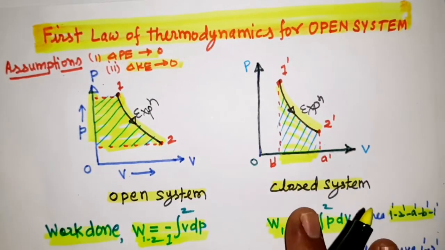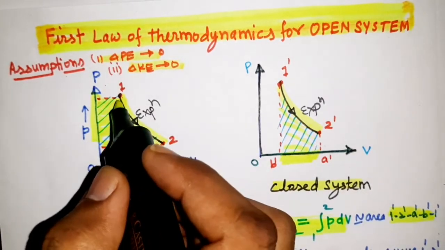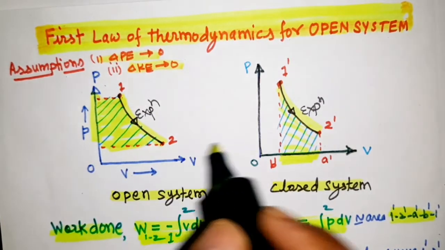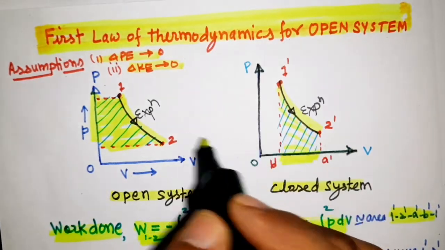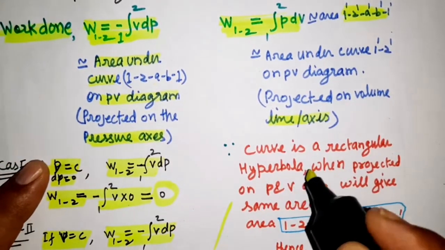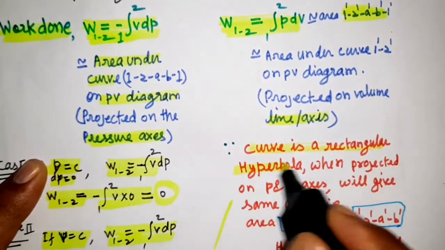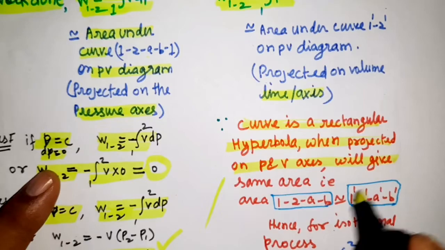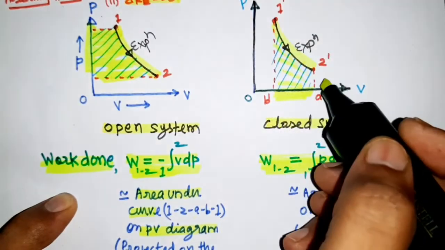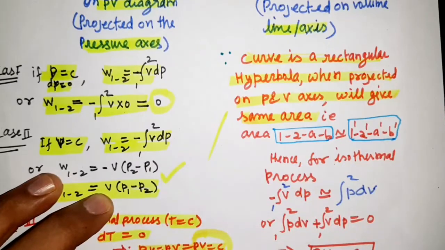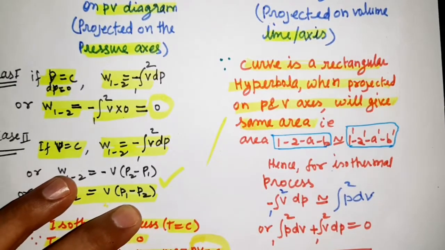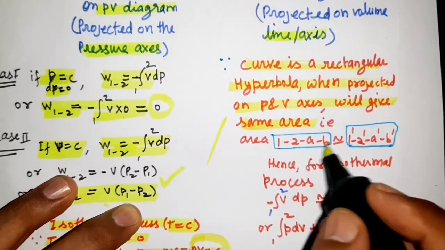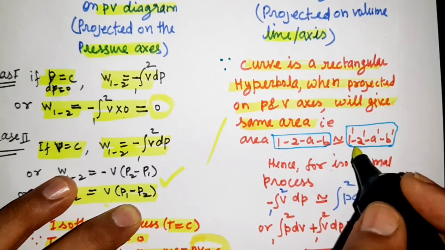So in case of an isothermal process, the slope of this process 1 to 2 and 1 dash 2 dash is the same. So the curve is a rectangular hyperbola when projected on the pressure-volume axis, and it will give the same area. So area under this curve and under this curve on the pressure line. So here we can say area 1 to AB is equivalent to area 1 dash 2 dash A dash B dash.